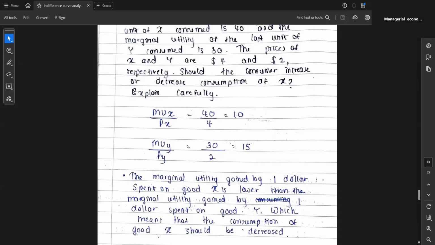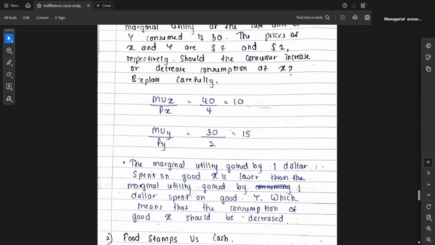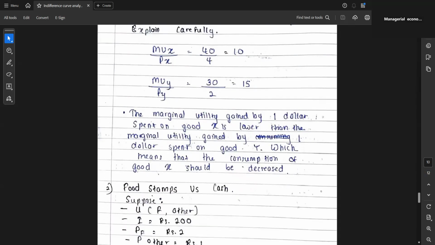So if you ask the same question in terms of good Y, whether we have to increase or decrease the consumption of good Y, what we have to do is increase the consumption of good Y, because we already have a higher utility for $1 spent on good Y. That means in order to come to a level where both are equal to 10, we have to increase the consumption of good Y.